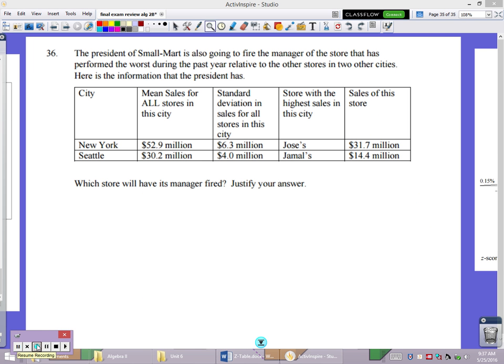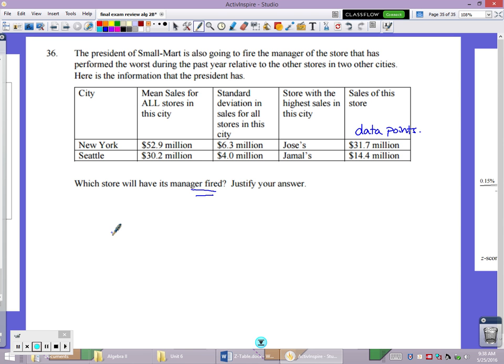All right, wonderful. So here it says the president of Small Mart is also going to fire the manager of the store that has performed the worst during the past year relative to the other stores in 2 other cities. So here is the information that the president has. In New York and Seattle, the mean sales are 52 million and 30 million. The standard deviations are here. The stores with the highest sales are Jose's store and Jamal's store, and the sales were this. So again, these are our data points that were given. Which store will have its manager fired?